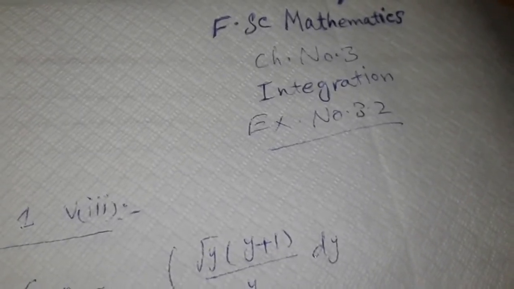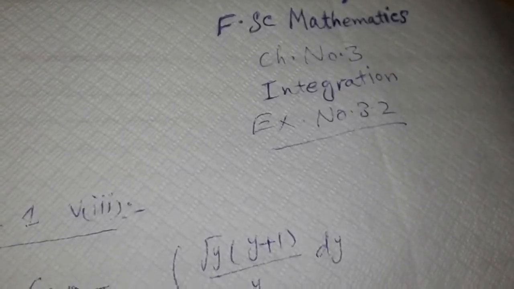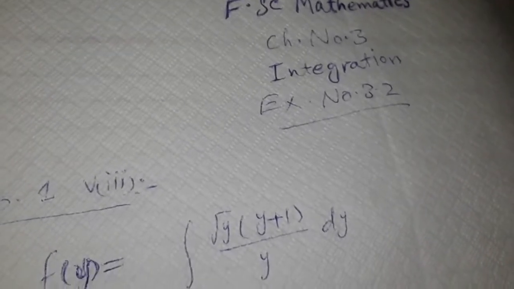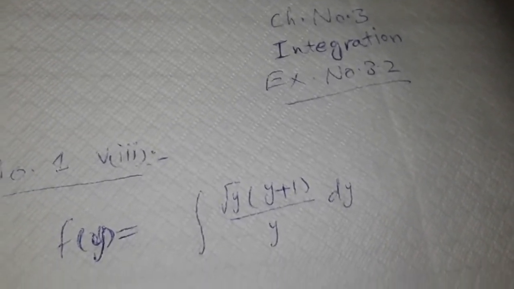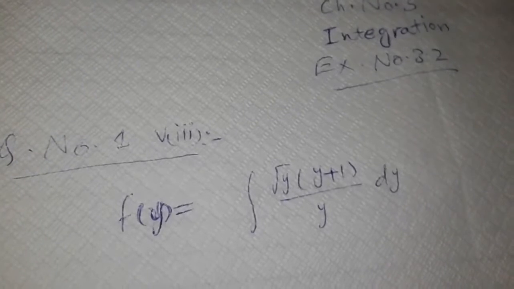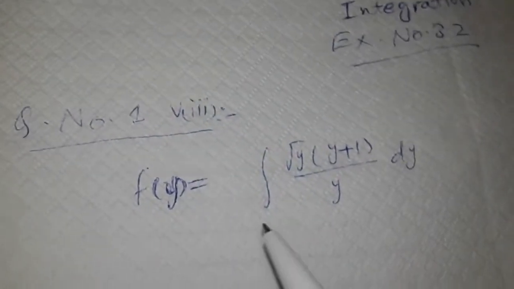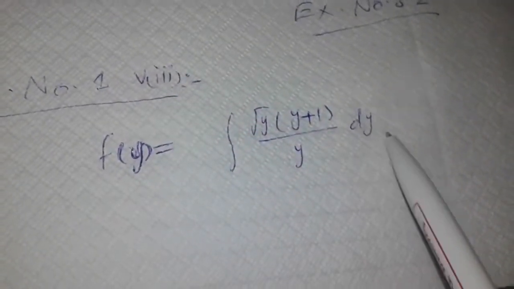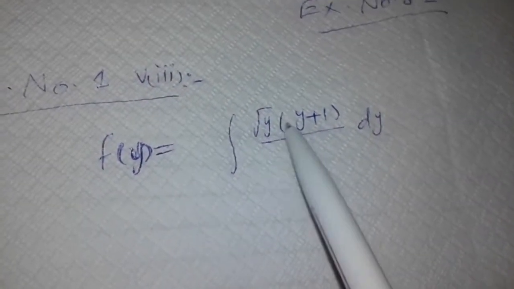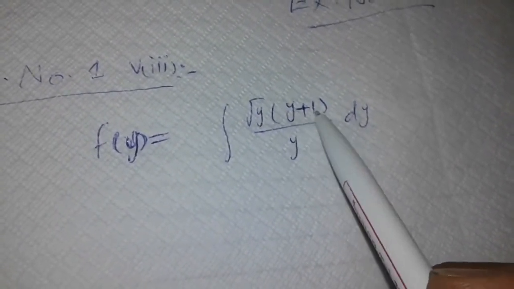Assalamu alaikum students. Today we will solve F.Sc Mathematics chapter number 3, integration, exercise number 3.2, question number 1, eighth part. The function is f of y, not f of x, because here y is the variable. So f of y is equal to the integral of under root y into (y plus 1) whole divided by y.